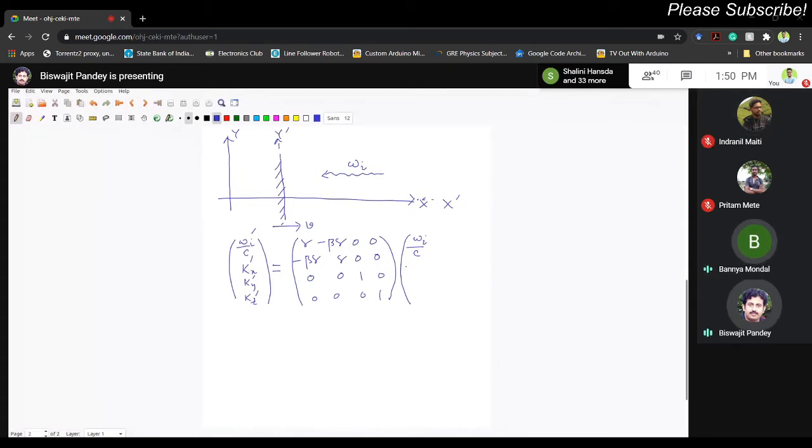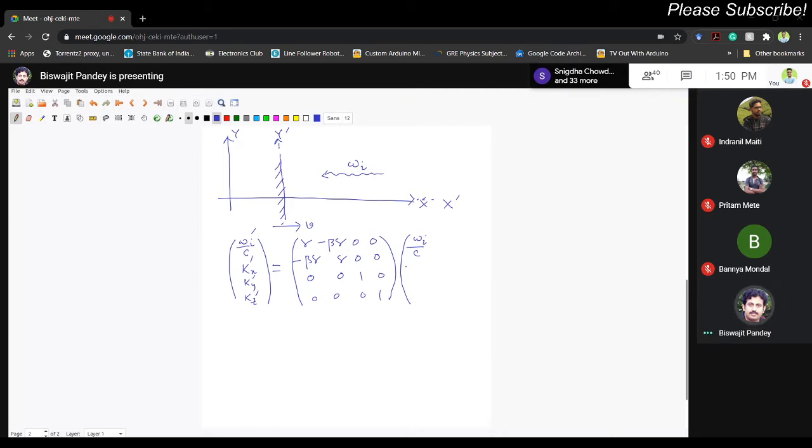Omega I by c cos theta. Why cos theta? There is no angle of incidence here. This is 90 degrees, so it's not an oblique incidence. Cos theta and sin theta will appear only when you have an oblique incidence. Then you have to take an appropriate component.